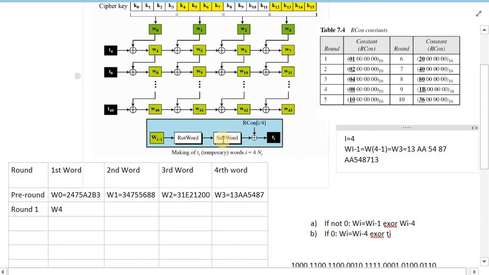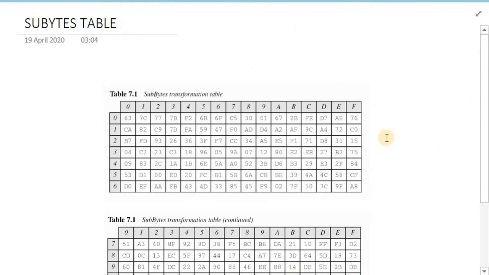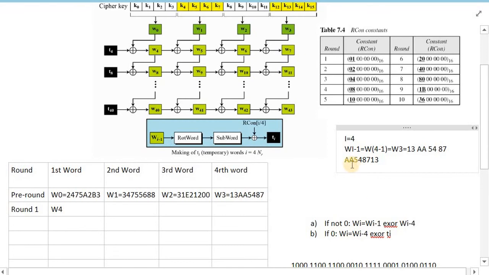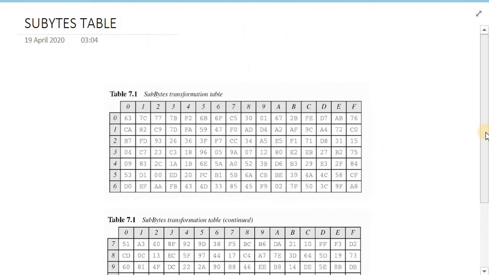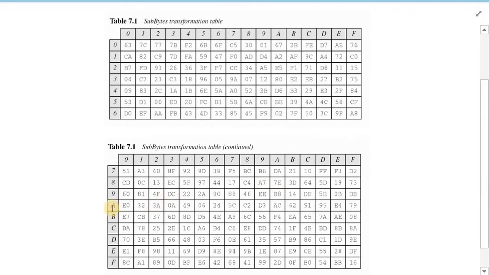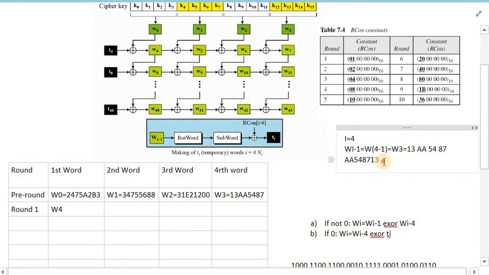Then the second one is we have to perform the subword, meaning the substitution of the bytes by using the S box table. So this is the sub bytes transformation. I already pasted it. So I have to just find the value of AA. What is the value of A in the table? The value of A is A and this one A. The value of A is AC. So write down the value of AA as AC.